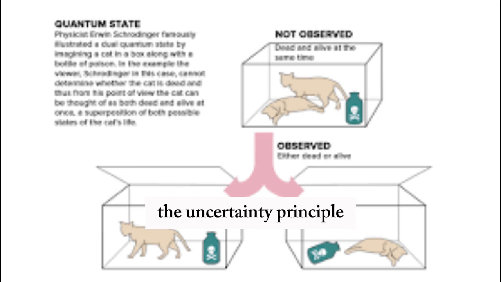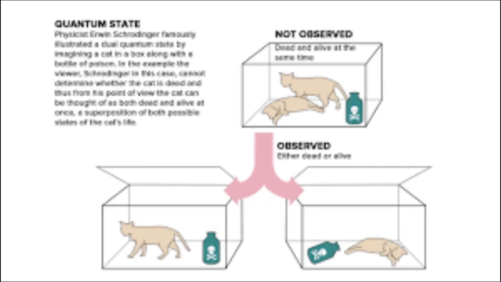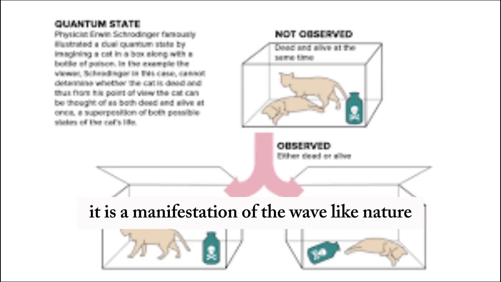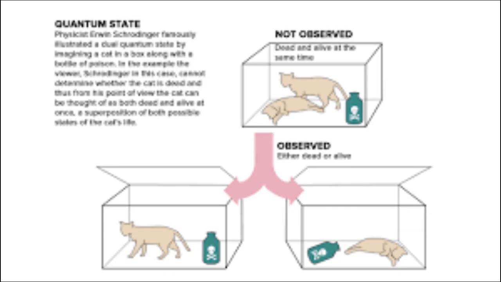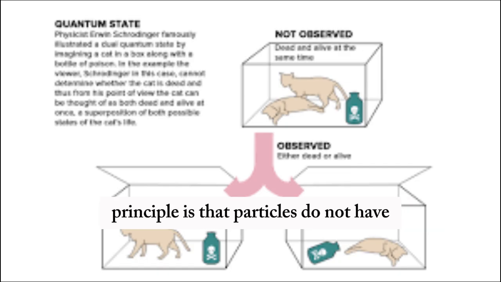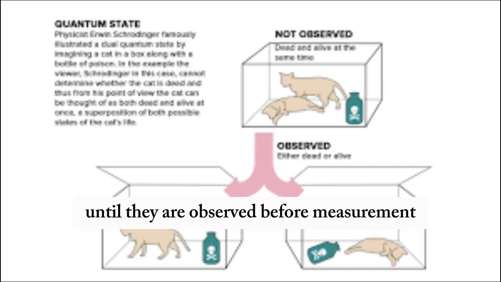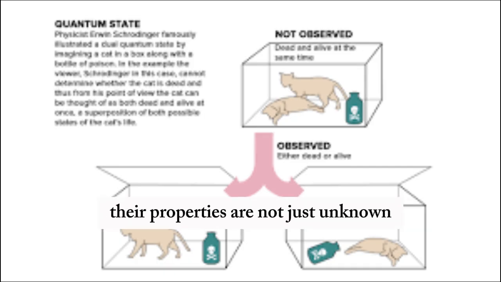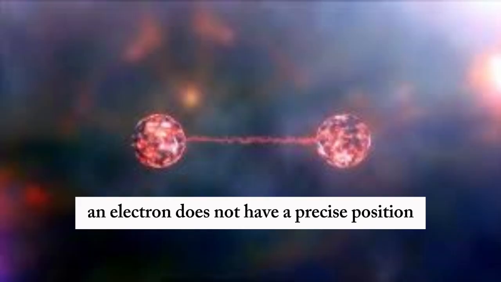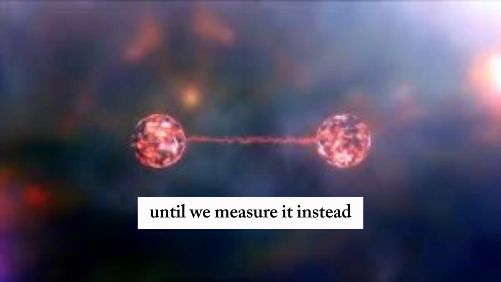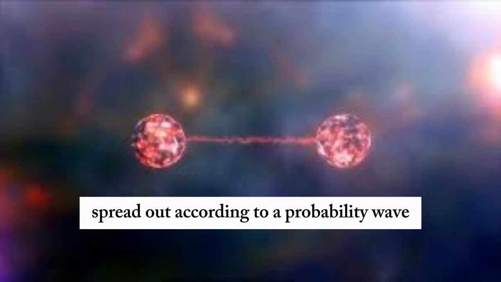The uncertainty principle is not just a theoretical construct, but an intrinsic feature of quantum systems. It is a manifestation of the wave-like nature of particles and the way in which they interact with the measuring apparatus. One of the key consequences of the uncertainty principle is that particles do not have definite values for their properties until they are observed. Before measurement, their properties are not just unknown, they are undefined. For example, an electron does not have a precise position until we measure it. Instead, it exists in a range of possible locations, spread out according to a probability wave.